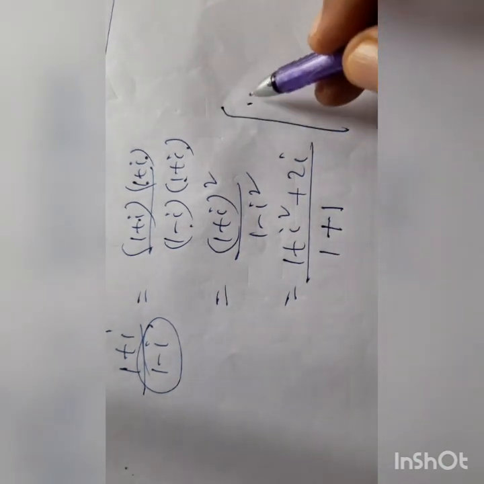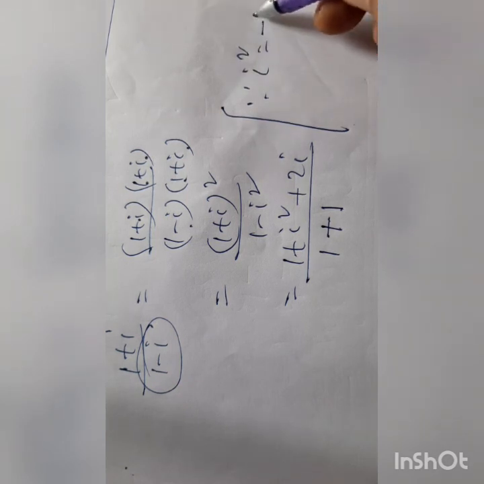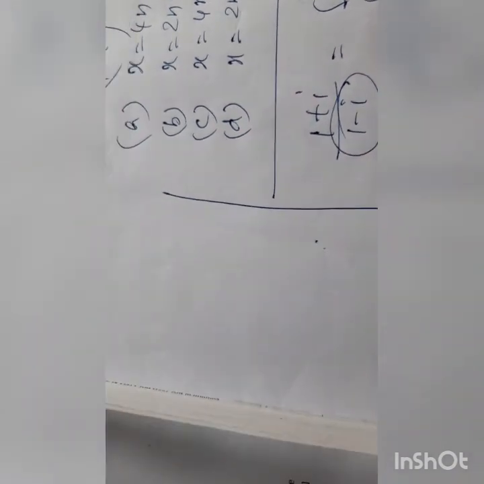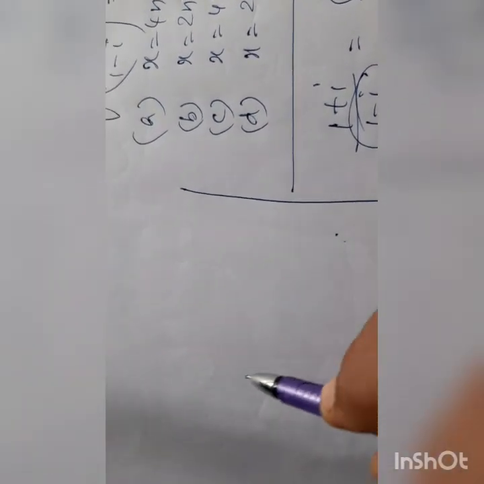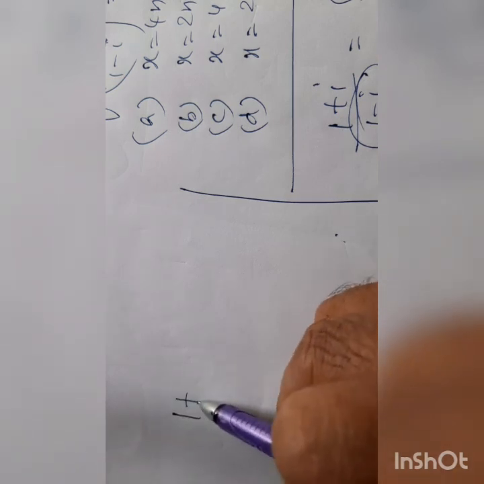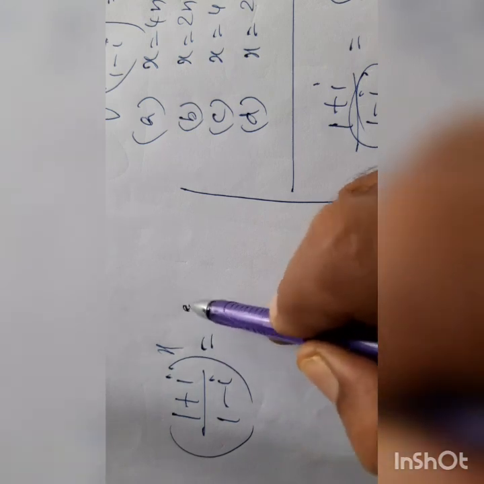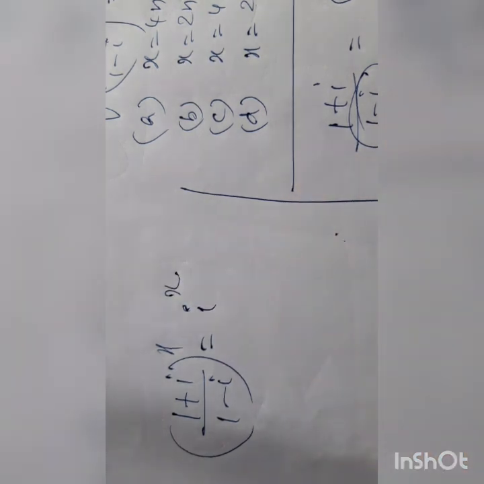Since i square equals minus 1, the denominator is 1 plus 1, and the numerator is 1 minus 1 plus 2i, so 2i by 2, and finally we got i. So we simplify this and can say that (1 plus i by 1 minus i) whole to the power x equals i to the power x.